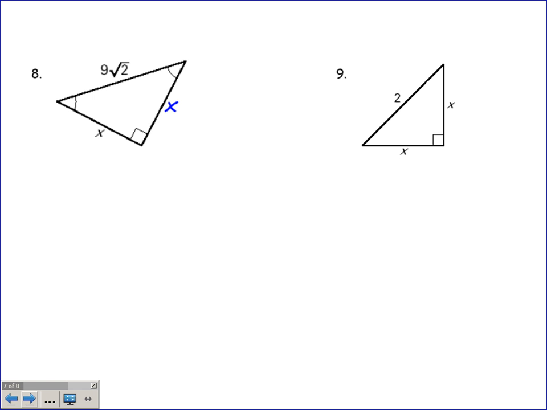What does x have to equal? It's going to equal 9. Hopefully you guys are seeing a shortcut, that you can basically get rid of that square root of 2, or you're dividing by the square root of 2. Number 9 is a little different though, right?